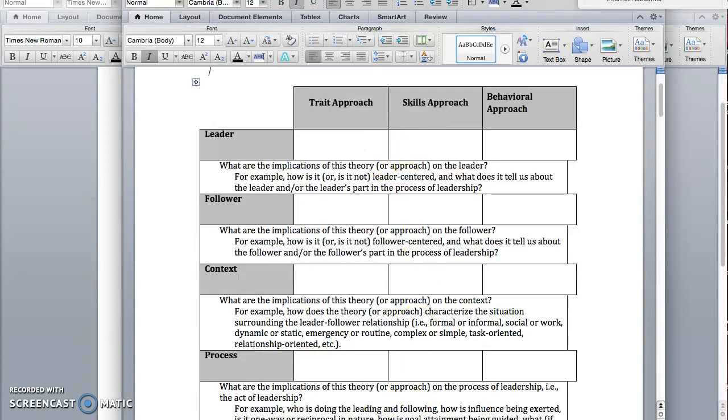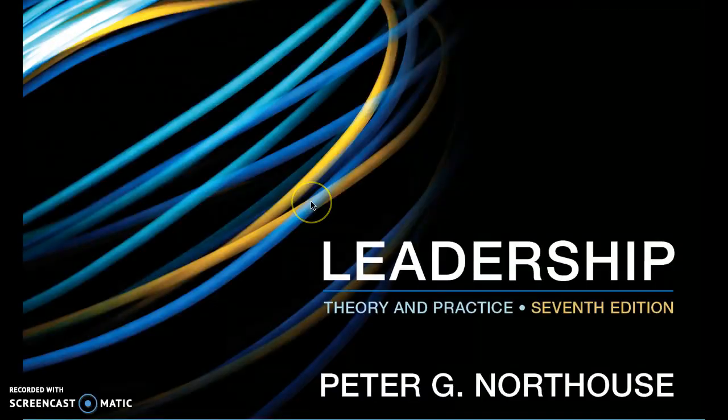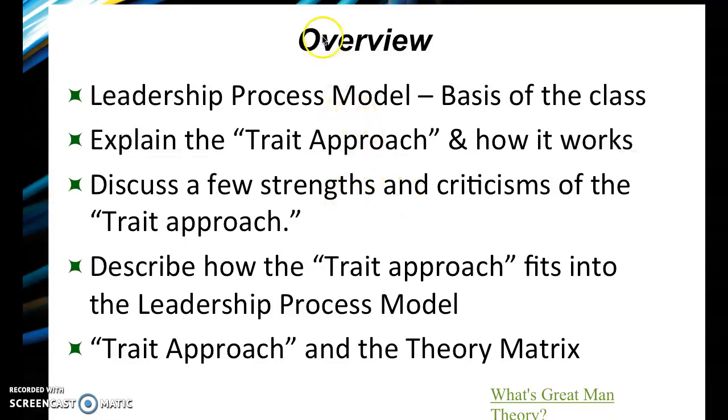So, to wrap up, what we've done today is highlight the leadership process model, which we'll go over every unit again and again. This dynamic process of leader, follower, context, process of influence, and the outcomes. Those five things. Then we've talked about the trait approach, and you can read more about that and take your quiz.